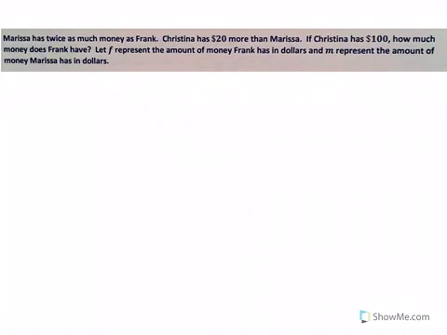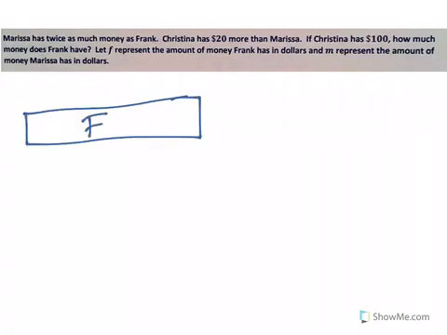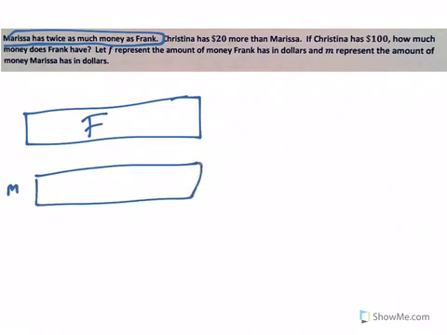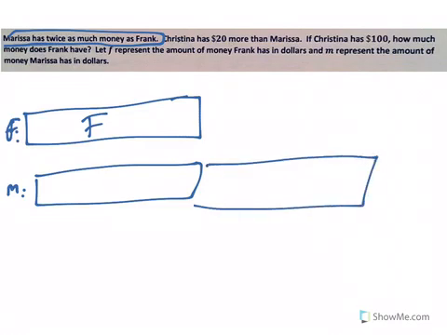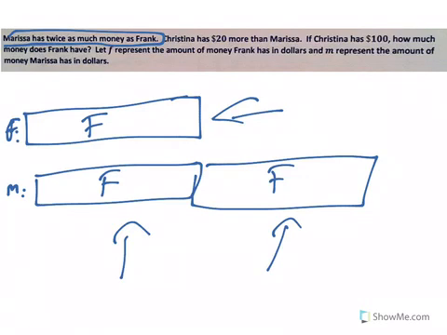Let's start out with Frank. Frank has a certain amount of money. We don't know how much it is, but we're going to let F represent that amount of money. However much he has, F dollars, right? So if we go back, we see that Marissa has twice as much as Frank. I'm going to put M here for Marissa, F here for Frank, so we can keep it straight. That means she has the same amount Frank has, but she has 2 of that amount. So you have to double it, right? He has F, then she has 2 Fs.